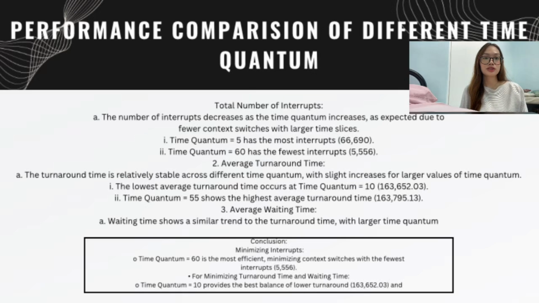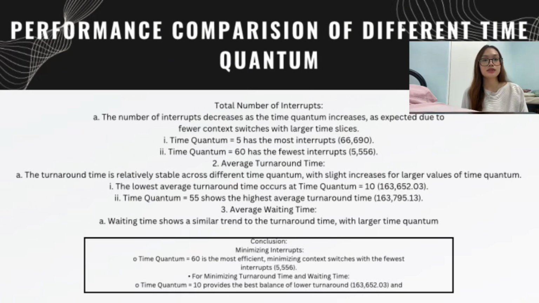Today I'm going to present about performance comparison of different time quantum. As for total number of interrupts, the number of interrupts decreases as the time quantum increases, as expected due to fewer context switches with larger time slices. As for time quantum 5, it has the most interrupts, which is 66,690. As for time quantum 60, it has the fewest interrupts, which is 5,556.